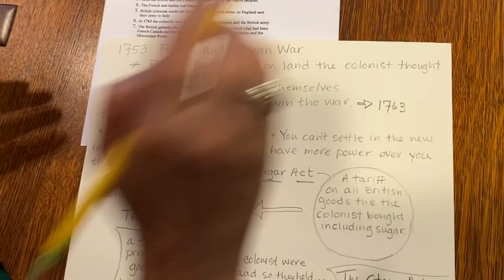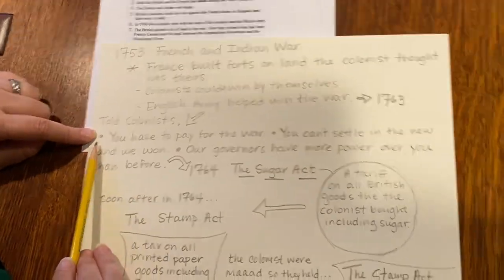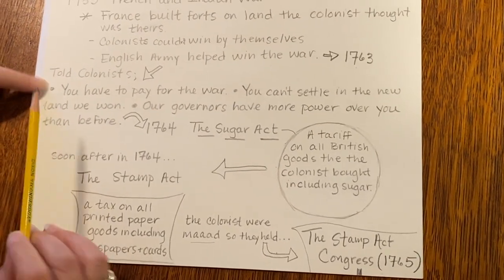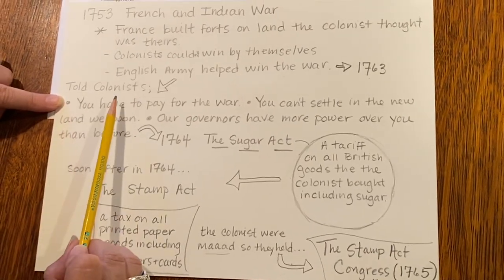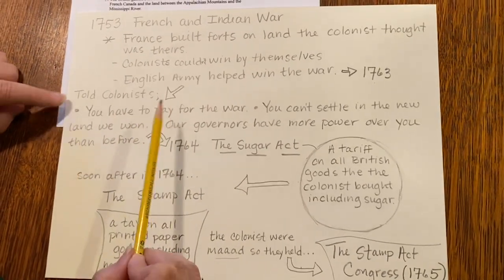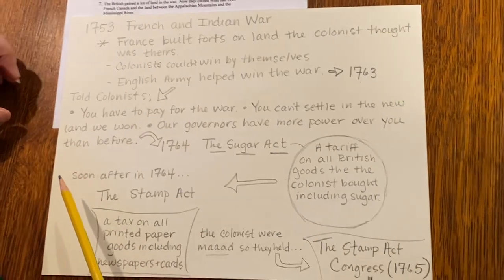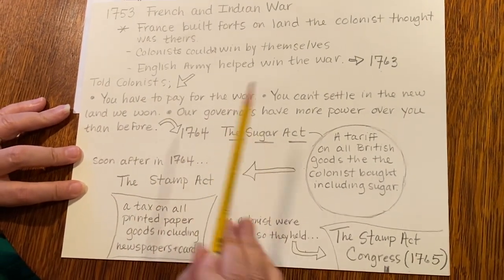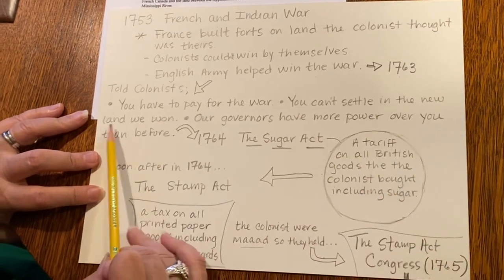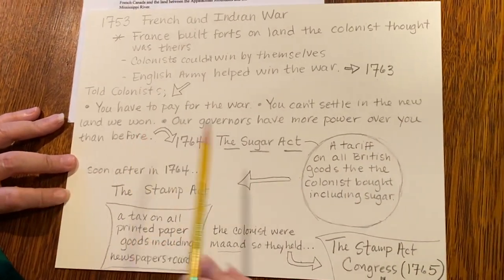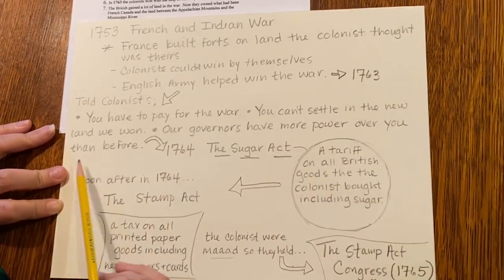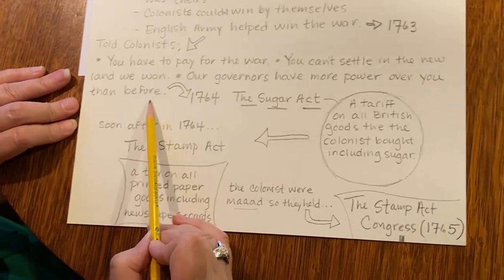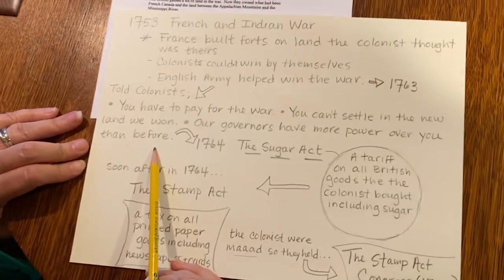And then I felt like it was really important because I know that the Sugar Act is coming up. So what did the English army or England tell the colonists? They said, you have to pay for the war. You can't settle in the new land we won. And our governors have more power over you than before. Okay, those were the things that made the colonists really mad. So I felt that was really important.